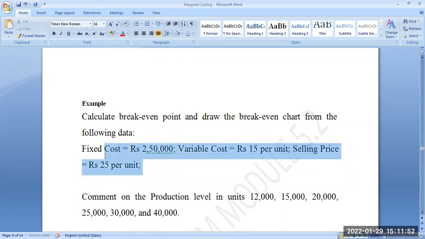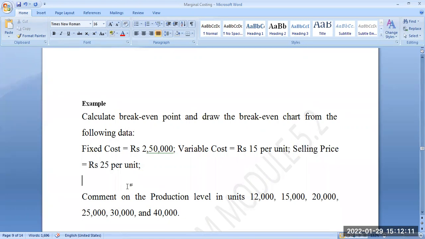Now, look at this. Fixed cost 2,50,000. Variable cost 15. Selling price 25. What is the contribution in this question? Please reply. Contribution is equal to how much? 10 rupees per unit.